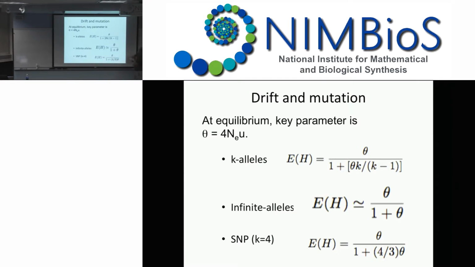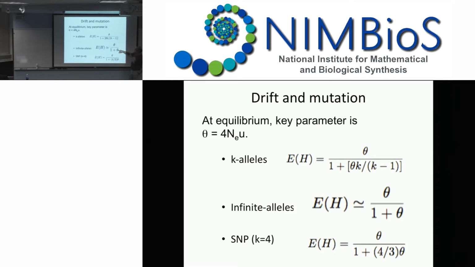So for example, if I have exactly k alleles that can arise, and a special case of k is a SNP, where I've got 4 potential alleles, the equilibrium heterozygosity, that is, the chance that I draw a random individual out and it's a heterozygote, is given by theta over this thing. Theta is usually pretty small, so to first approximation, all these things are basically theta.